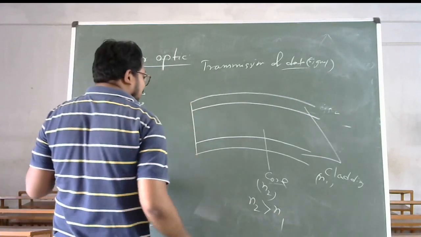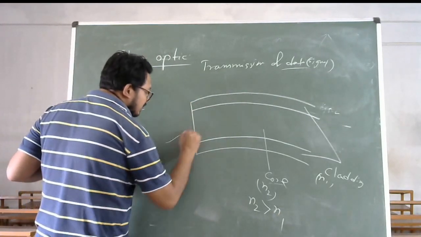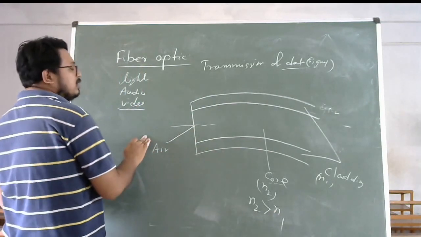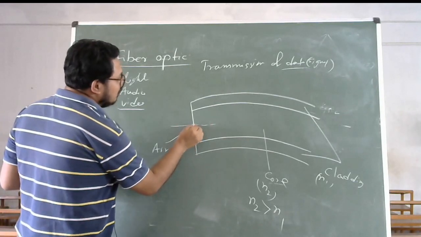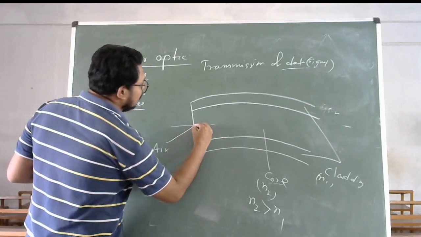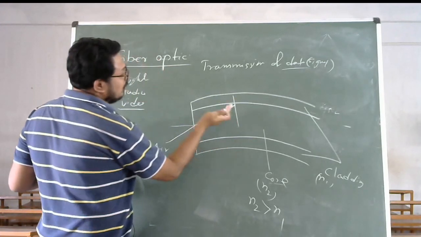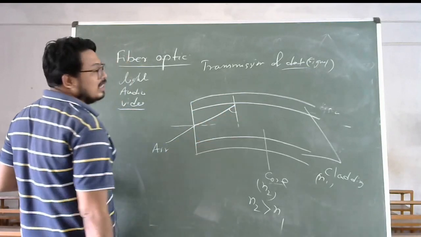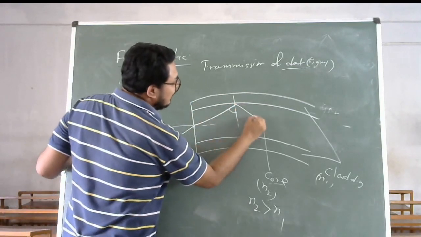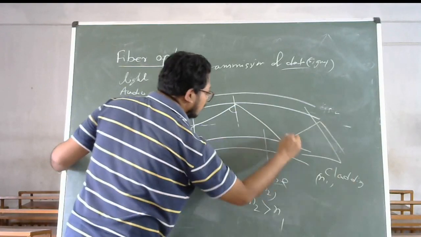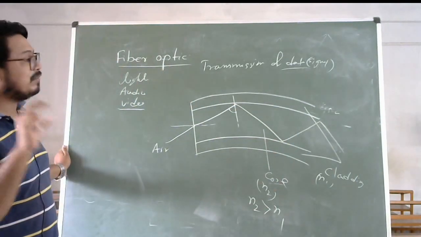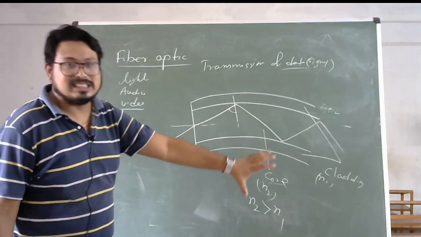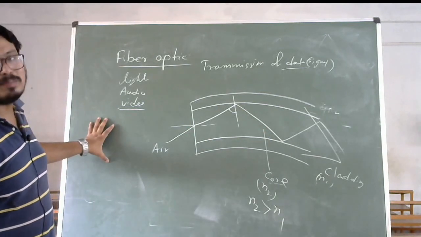Now, if a light enters here from air, as you know, air is a rarer medium, going into a denser medium, it will bend towards the normal. So it will fall on the inner surface of the cladding and core in such a way that this angle will be more than the critical angle. So there will be total internal reflection. As you know, if there is total internal reflection, there will be no absorption. So the data, whatever you are sending, will reach the receiver very nicely. So this is one of the applications.